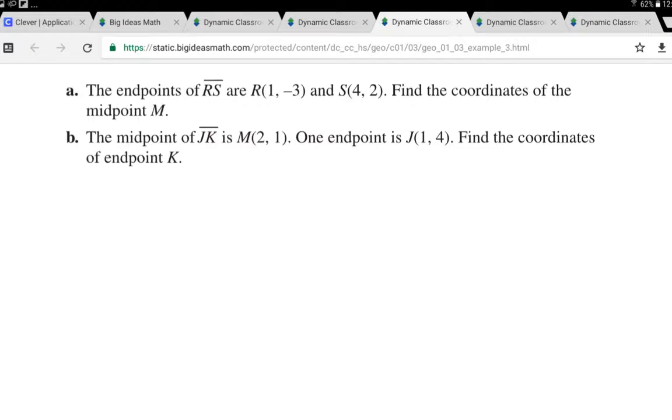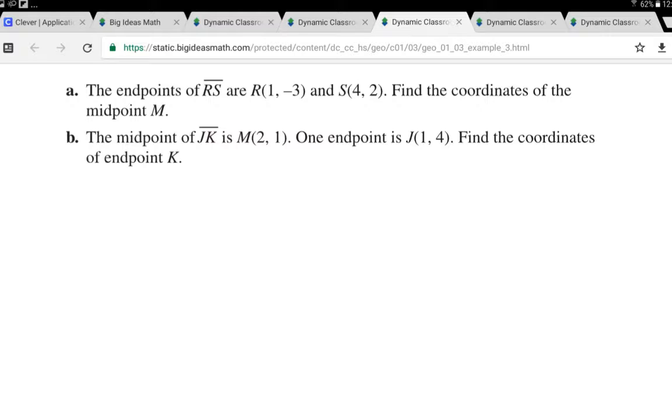Right, in this video, we're going to look at part B here of this problem. It says the midpoint of JK is (2, 1). One endpoint is (1, 4). Find the coordinates of endpoint K. So we know one endpoint and we know the midpoint. We're trying to find the other endpoint. We're going to use the midpoint formula for this again.